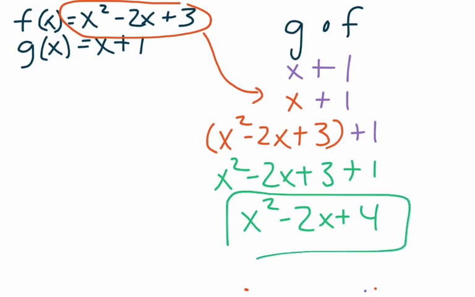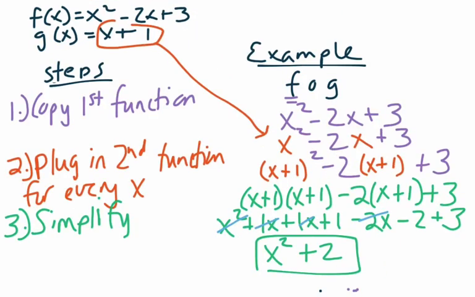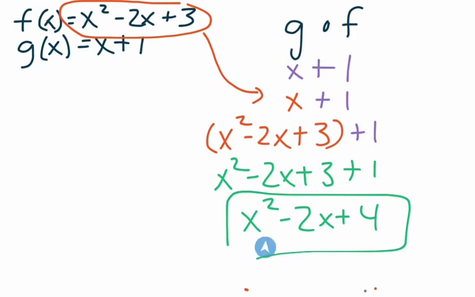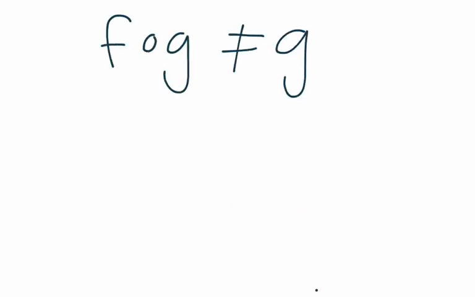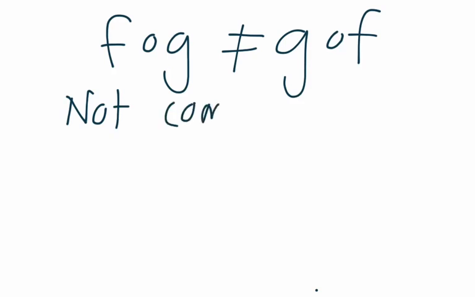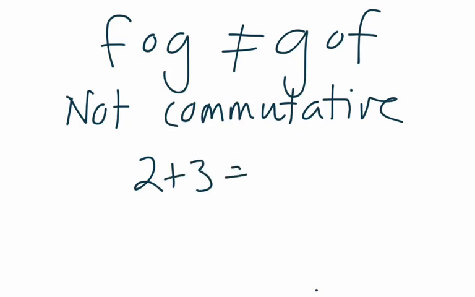Now, I want you to notice a couple of things about this. First of all, notice that f of g, we got x squared plus 2. And g of f, we got x squared minus 2x plus 4. So I want you to notice that f of g does not equal g of f, at least not all the time, once in a while. The technical term for that is, we would say, composition is not commutative. So that's the property that governs whether or not you can switch the order of things. So adding is commutative.